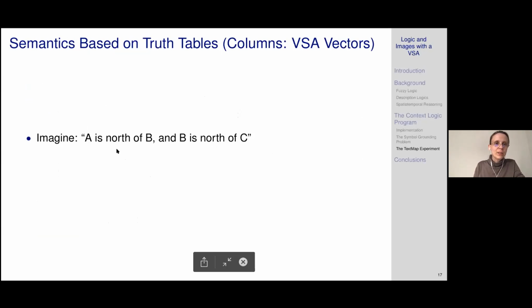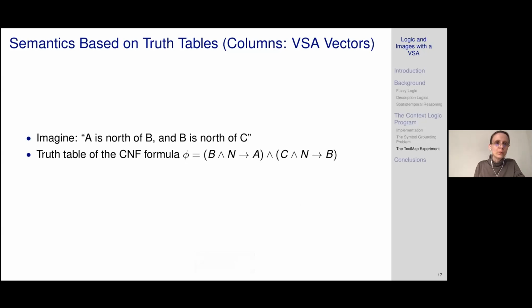Let's imagine this image: A is north of B and B is north of C. So maybe you have A somewhere here, B somewhere there, and then C down here. C has a north coordinate, so to speak, of 1. B has a coordinate of 2, and A has a coordinate of 3. We can, in a very simple way, totally simplifying linguistics, say A is north of B, B is north of C, just using the implication here, and a conjunction.